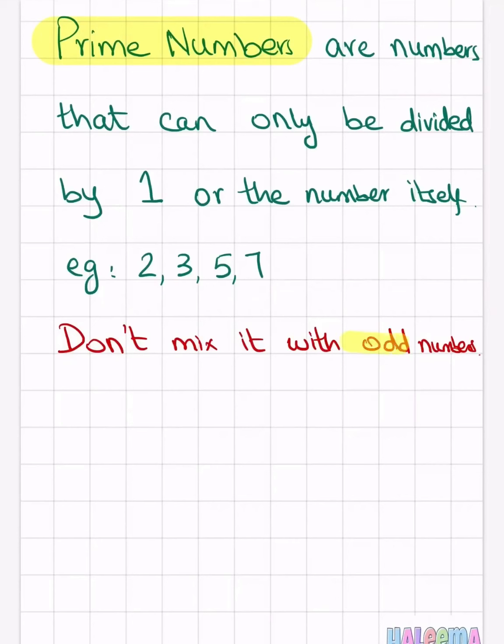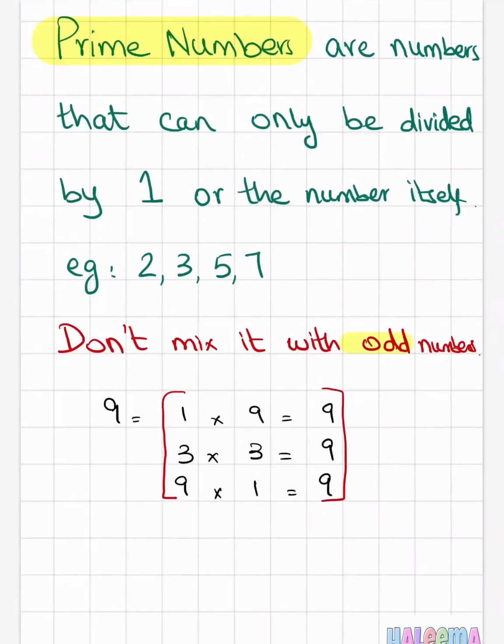Remember not to mix the prime numbers with odd numbers, okay? For example, 9 is not a prime number. You know why? Because 9 has more than 2 factors. See, 1 times 9 is 9, 3 times 3 is 9, 9 times 1 is 9. Look, 9 has more than 2 factors, right? So it's not a prime number, okay?